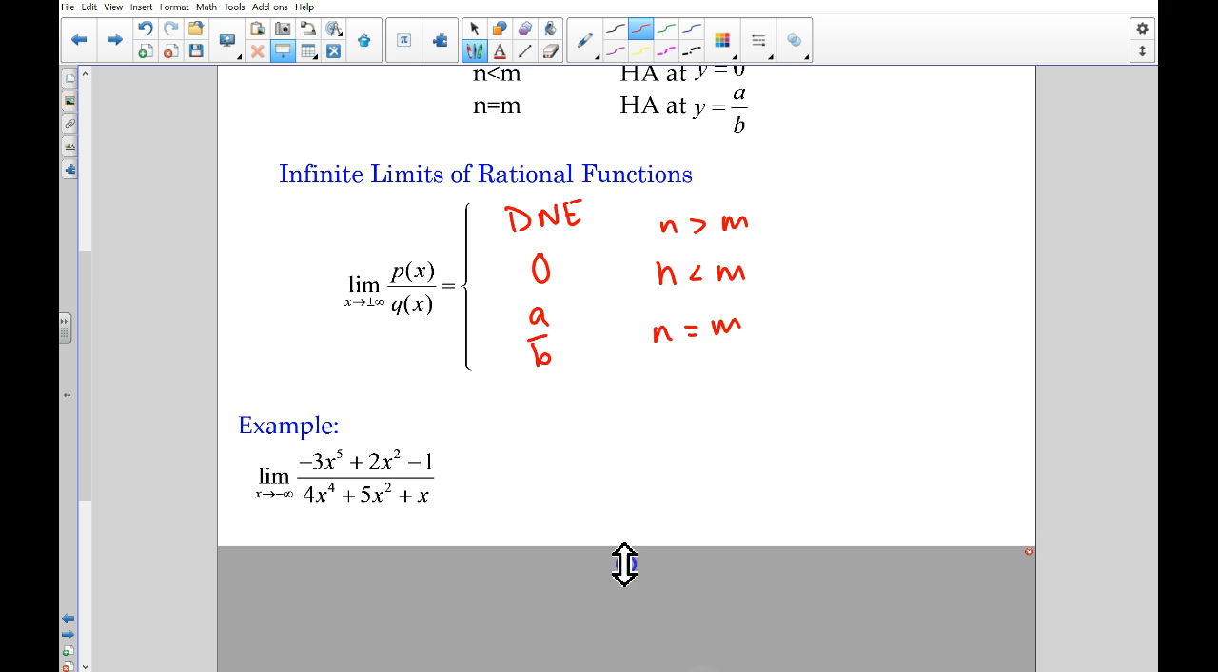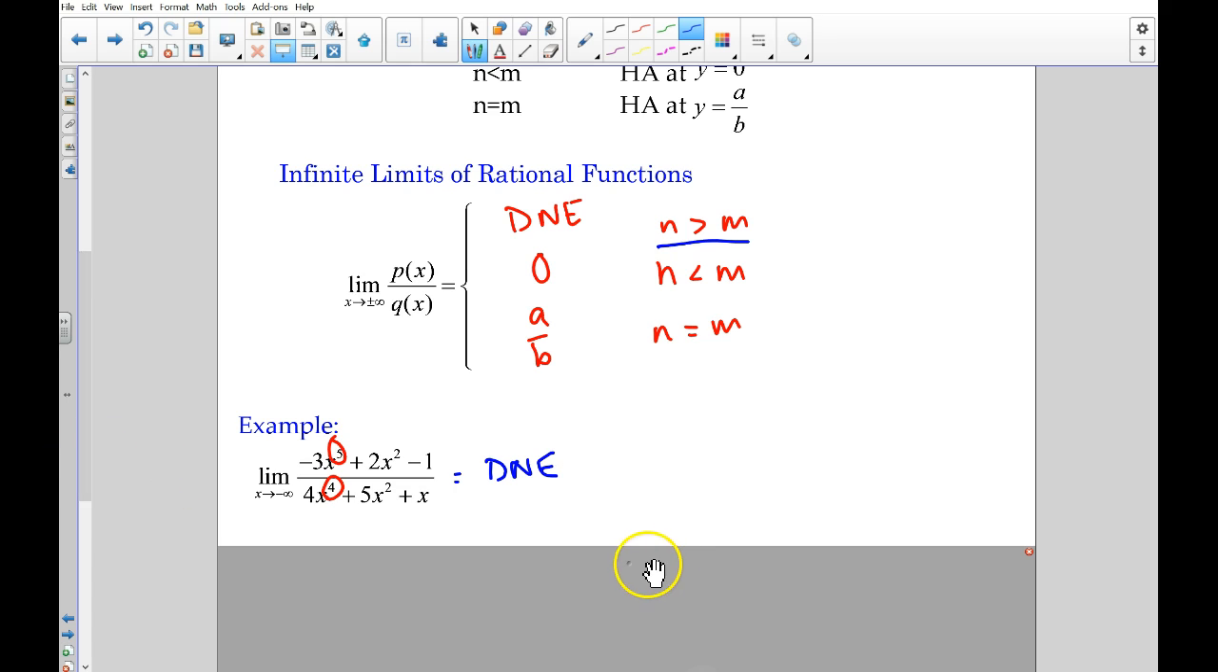Okay, a quick example here. Limit as x approaches minus infinity. I put in, and I get my rational function here. If I look at the degree of the numerator, it is 5. The degree of the denominator is 4. So we're in the case where the numerator degree is bigger than the denominator degree, so I'm just going to say the limit does not exist.